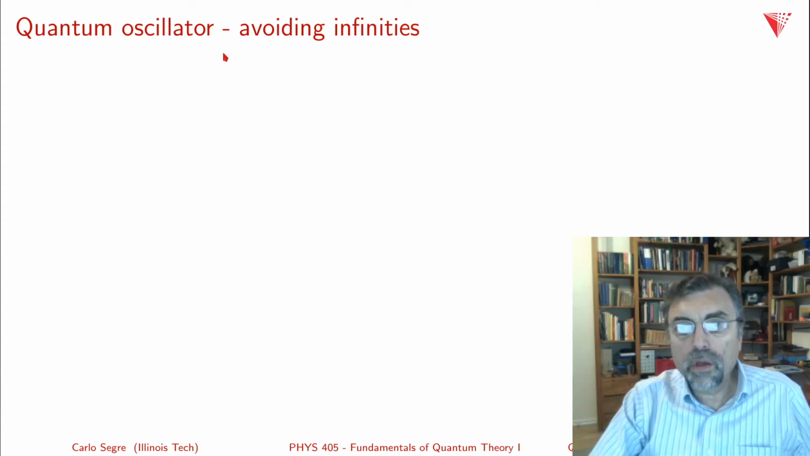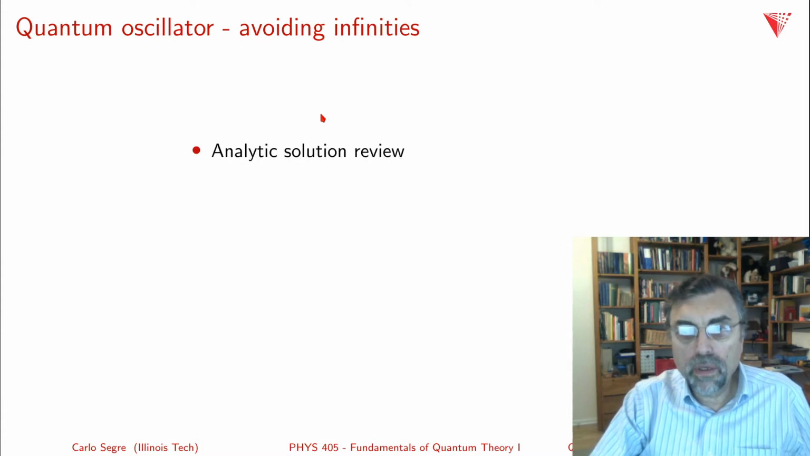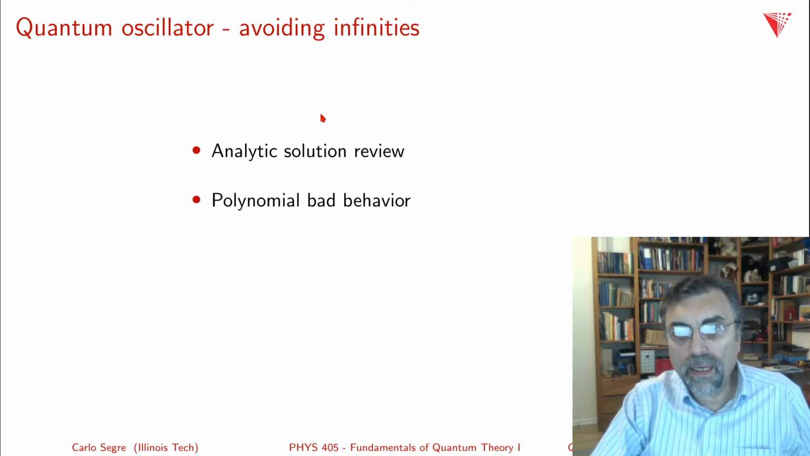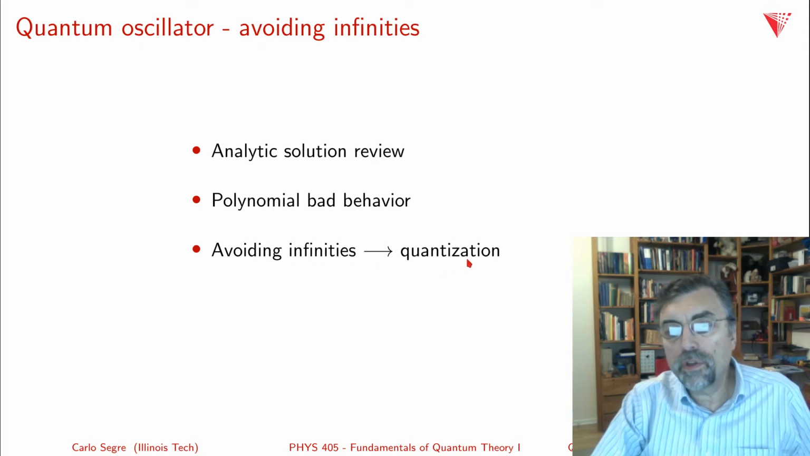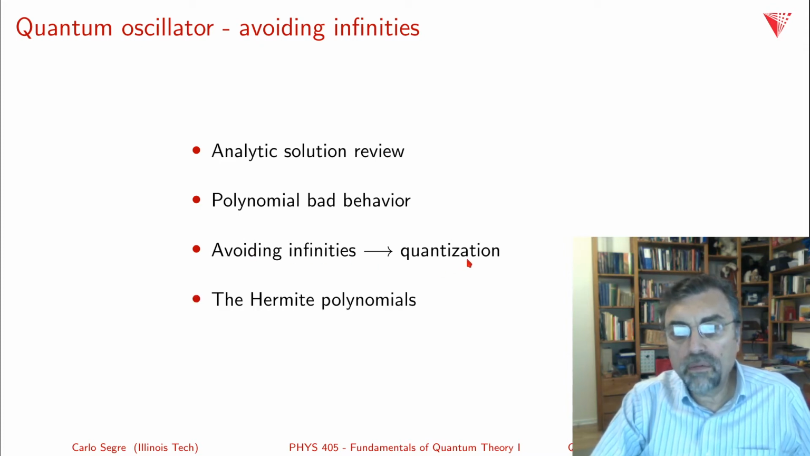In this video, we're going to complete the solution using the analytic method. We'll start by reviewing what we've done so far, and then we'll note that the polynomial actually behaves very badly, and we have to deal with it. We'll then figure out how to avoid infinities and how that leads to quantization. And finally, we'll generate the Hermite polynomials, which is this final solution for the analytic method.